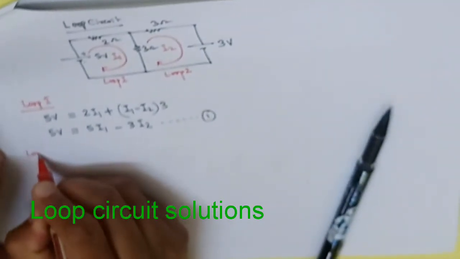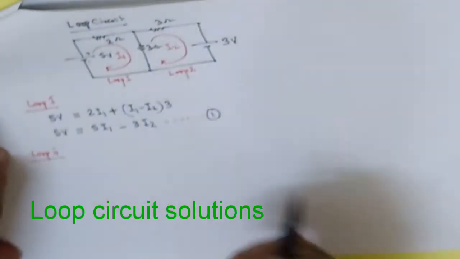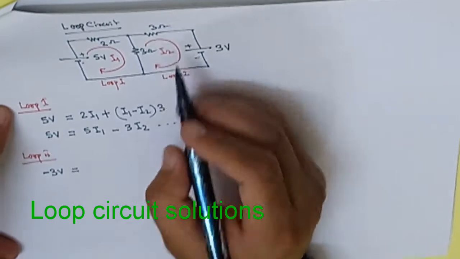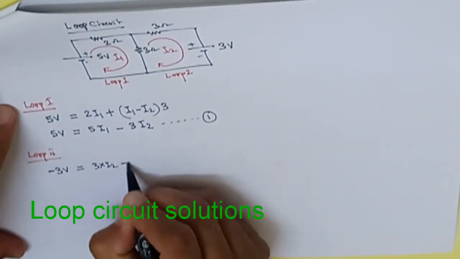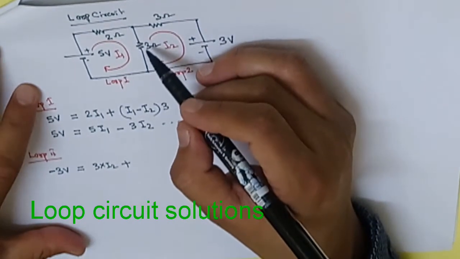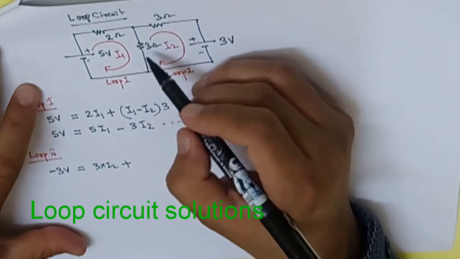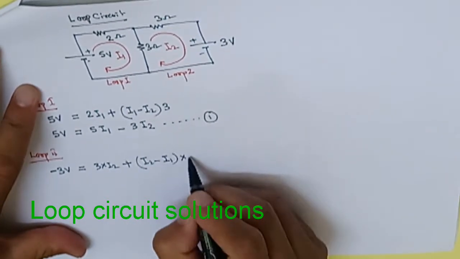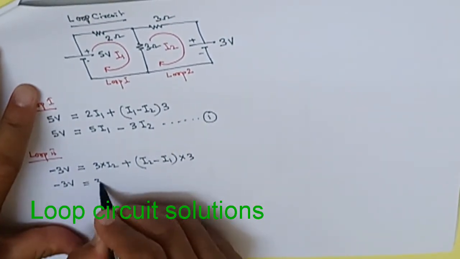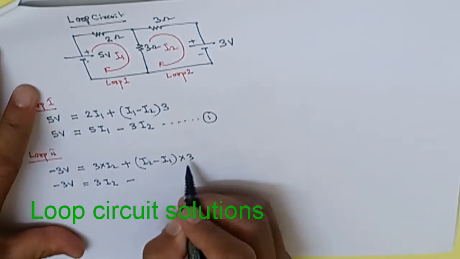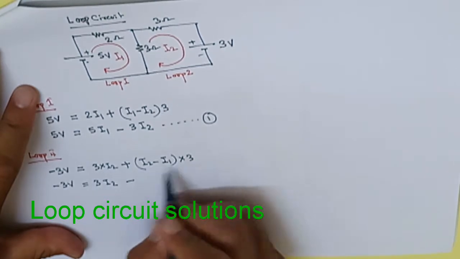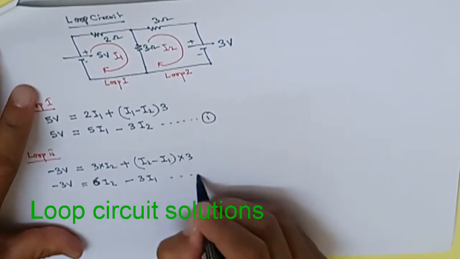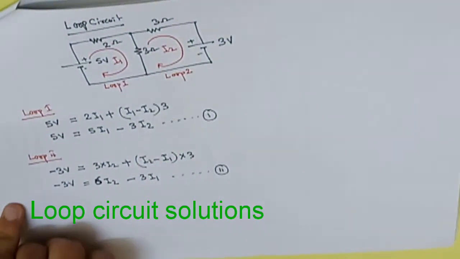Now coming to loop 2. In loop 2 you can check the current is entering plus, so automatically it will be minus 3 volt, and here the resistance 3 into I2. Here this is a very important thing: we can consider I2 as positive here, but for the 3 ohm resistance, one current is going this side, another current is going this side. So I2 minus I1 into 3. So now 3 volt equal to 3 into I2 plus 3, that means 6I2 minus 3I1. This is the second equation.